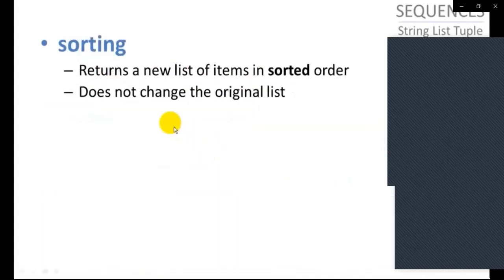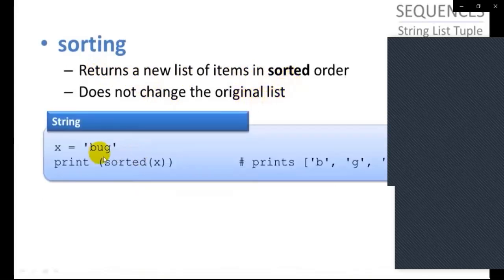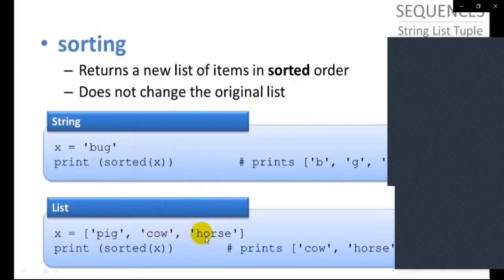We can sort the items of the list. This sorted function actually returns a new list without changing the original list. It returns a new list in sorted order. So bug will return the letters of bug in a list in sorted order, B, G, U. And our list pig, cow, horse, if we call sorted of x, is going to return cow, horse, pig. And mind you, the original x is still unchanged.